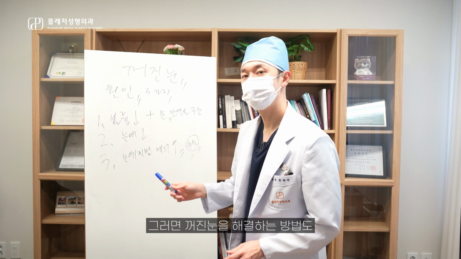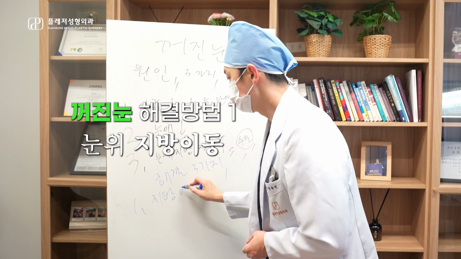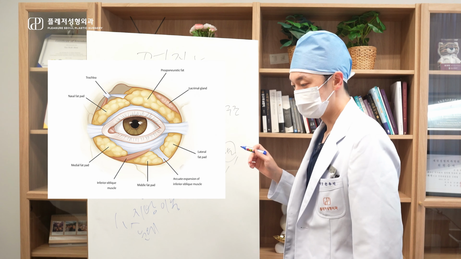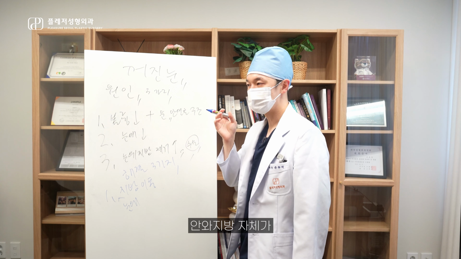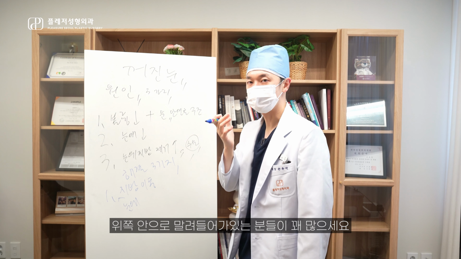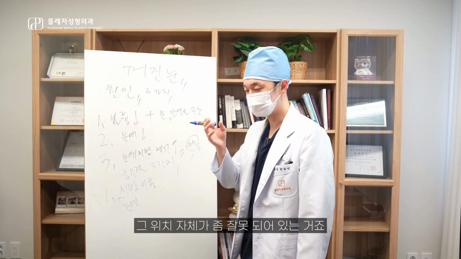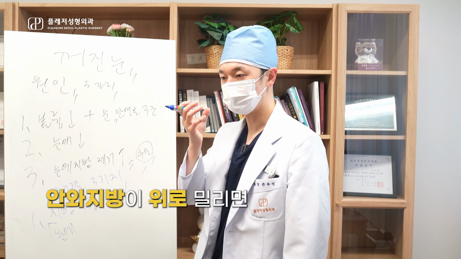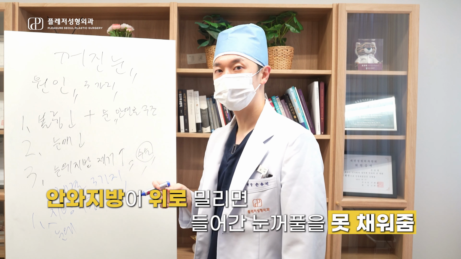Now, there are also 3 main ways to address these sunken eyes. First, the first method is called orbital fat repositioning. If you look from the side, you can see that there is orbital fat above the eyeball. Quite a few people have this orbital fat rolled up and tucked inward toward the upper inside area. While there may be a slight lack of fat itself, the main issue is that the position of the fat is not quite right. If the fat is pushed up too high, it ends up tucked inside and can't properly fill the sunken area of the eyelid.